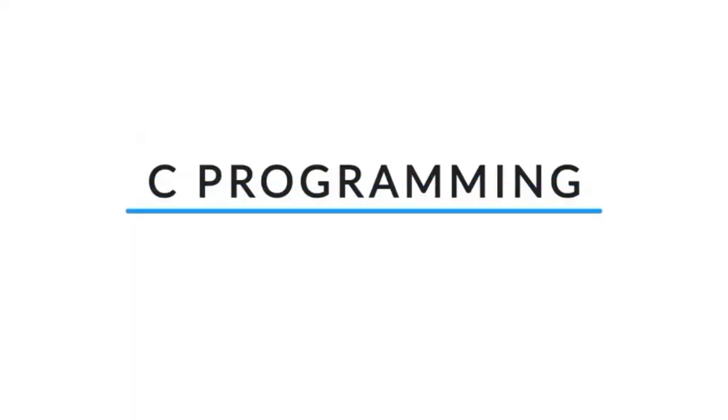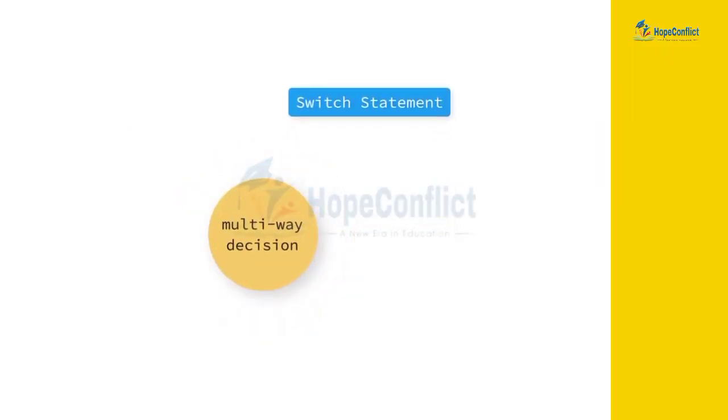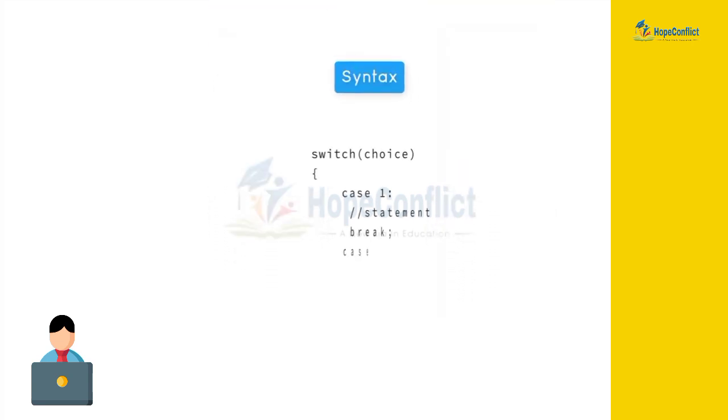Hi friends, in this video we are going to learn about the switch statement. So the switch statement is a multi-way branch statement and it can be used as an alternative for a long if-else statement. Here we check the value of a variable and the corresponding case will get executed. Now let's see the syntax for the switch statement.